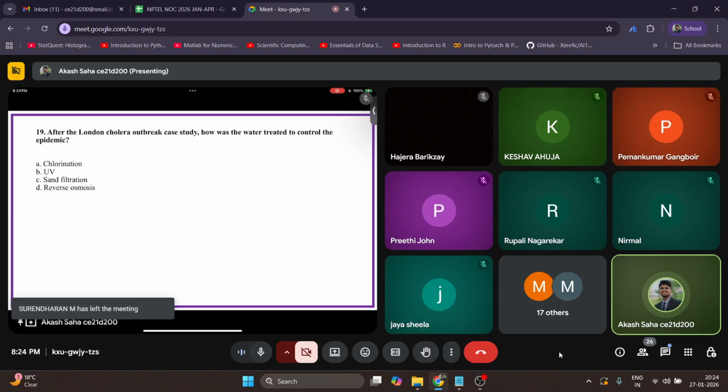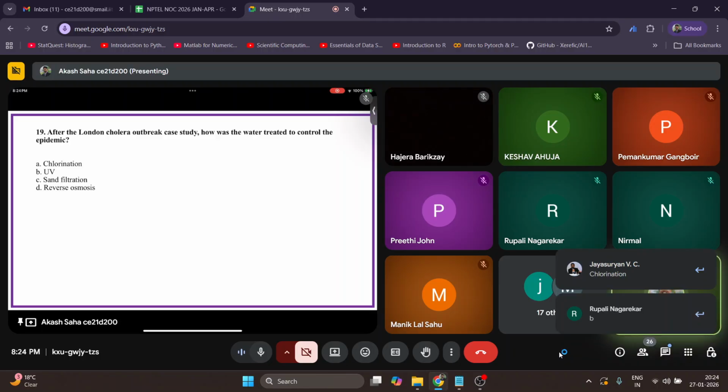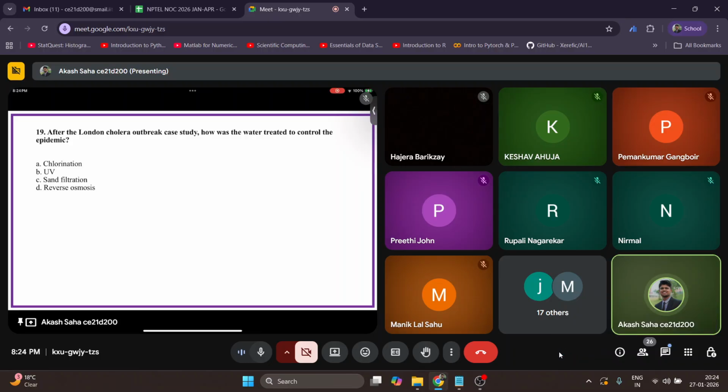Next, after the London cholera outbreak case study, how was the water treated to control the epidemic? So how do you think the water was treated to control the epidemic? Option A. Yes, option A. Many of you are saying it correctly because at that time UV and reverse osmosis were, I think, not very popular. Okay, so option A is correct, but it was also followed by sand filtration.